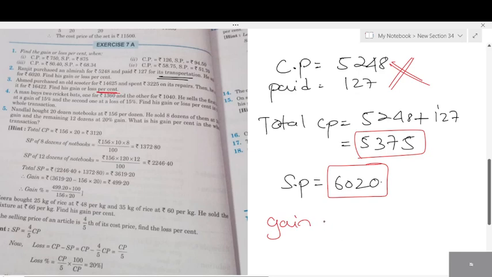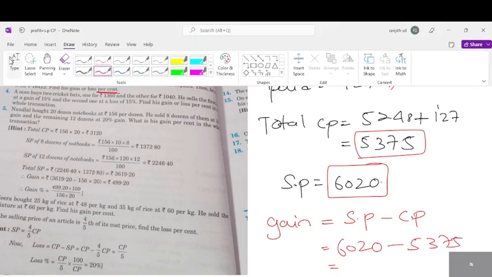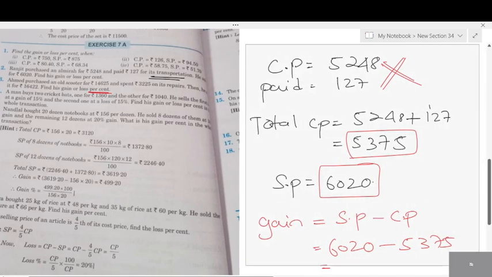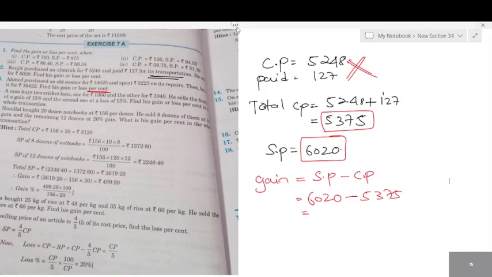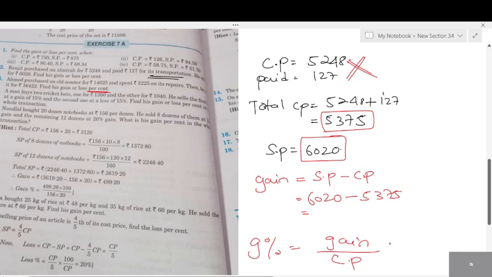In order to find gain percent, first we need to find gain, students. Gain or profit is the same. The formula is selling price minus cost price: 6,020 minus 5,375. You shouldn't tell me the answer; once you're done, let me know. Now, what is gain percent? Can you tell me the gain percent formula? Gain divided by cost price, the second one, 5,375, into 100.